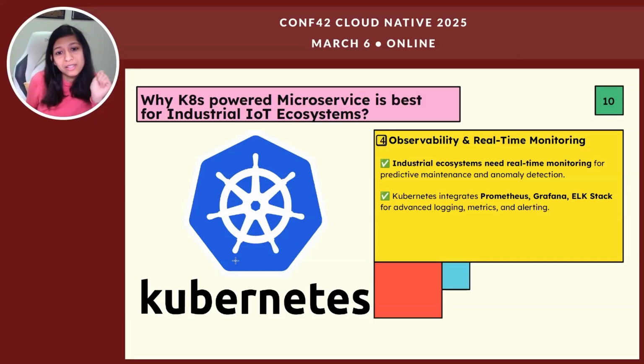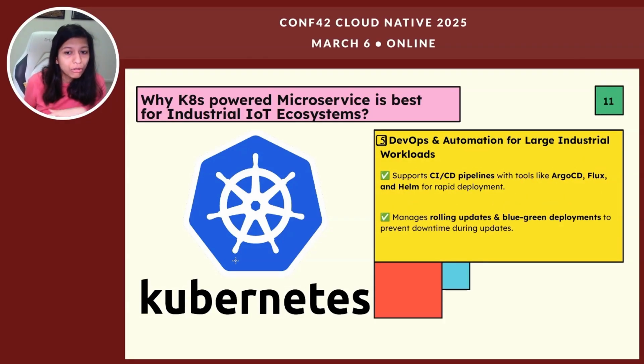And the fourth one, which is another important aspect, is observability. We want to know what's going on in the industry, whether you need maintenance, or need immediate action, like the machines are heating up and we need to ensure they cool down. All of this can be done in real time, and Kubernetes makes a very compelling case. The reason is that it supports Prometheus, Grafana, and all these advanced logging, metrics and alerting systems, which makes it much easier for the industrial ecosystem to take action immediately and serve the customers in the right way.